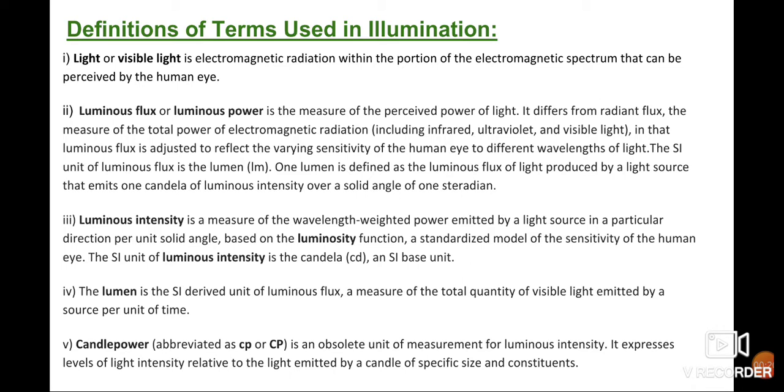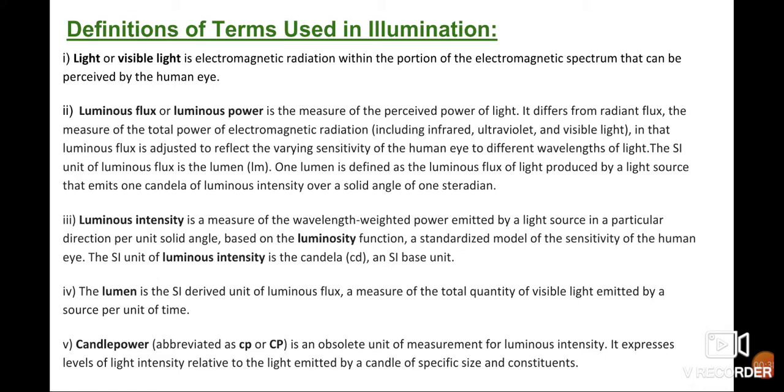Here are some basic definitions that are used in illumination. What is light? Light or visible light is electromagnetic radiation within the portion of the electromagnetic spectrum that can be perceived by the human eye.